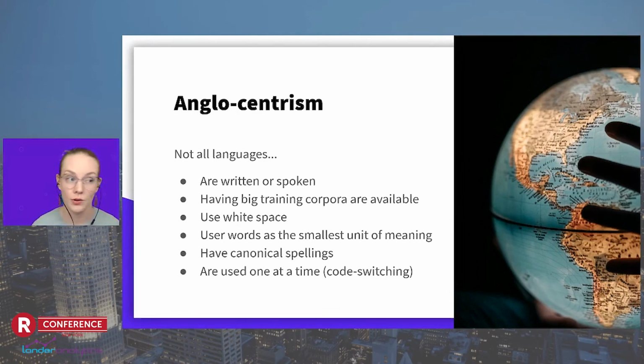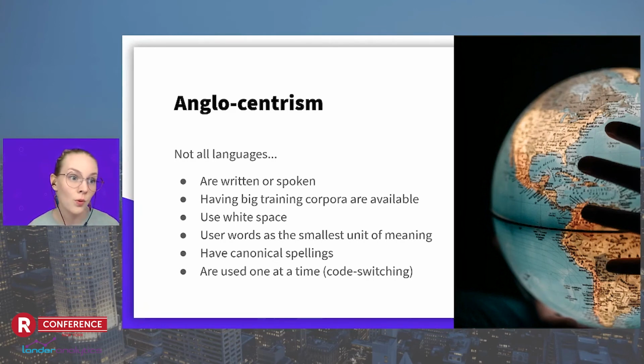So many languages don't have writing systems or have writing systems that aren't accessible in Unicode. Not all languages are spoken. Signed languages are an important group of languages that are many people's primary mode of communication. Not all languages have big training corpora available. More and more of them do, and that's fantastic. But even something like French is not going to have nearly the order of magnitude of training data that English does. English is very, very data rich. Most other languages just aren't.